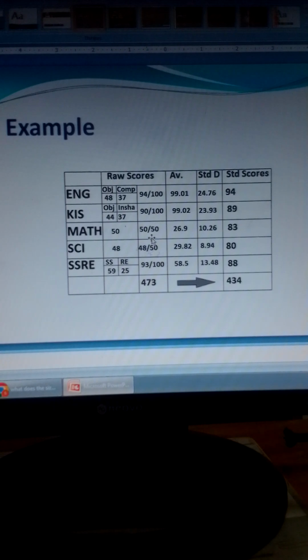Math, he scored 50 out of 50. Science, he scored 48 out of 50. And SSRE he scored 93% after combining the two. Now, we want to see how we can find the standardized score for mathematics, in which he got 50 out of 50.